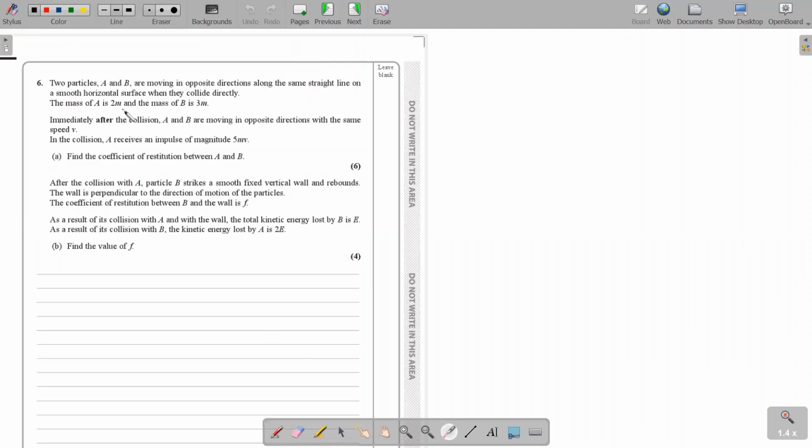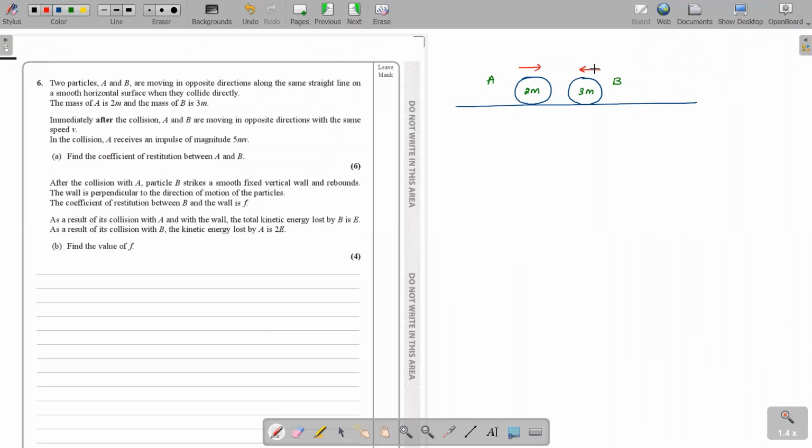Okay, question number 6. Two particles A and B are moving in opposite directions along the same straight line on a smooth horizontal surface when they collide directly. The mass of A is 2m and the mass of B is 3m. So you have two particles here, A and B. Moving in opposite directions and colliding means they must come towards each other, isn't it?